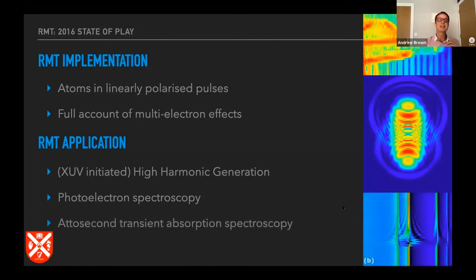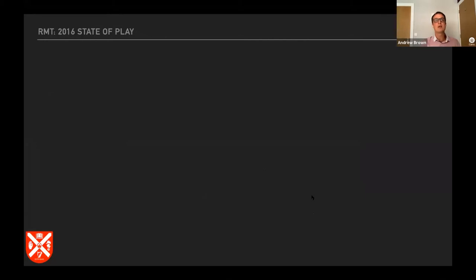And other things like attosecond transient absorption spectroscopy. This figure actually Thomas Pfeiffer showed in his talk yesterday. This was work that we did with him modeling attosecond transient absorption spectroscopy where we were looking at the dark states in neon. So those are some of the things we were doing in 2016. And what I proposed in the conclusion slide of my talk in 2016 were four areas where we could expand RMT and where we had plans for extending the method.